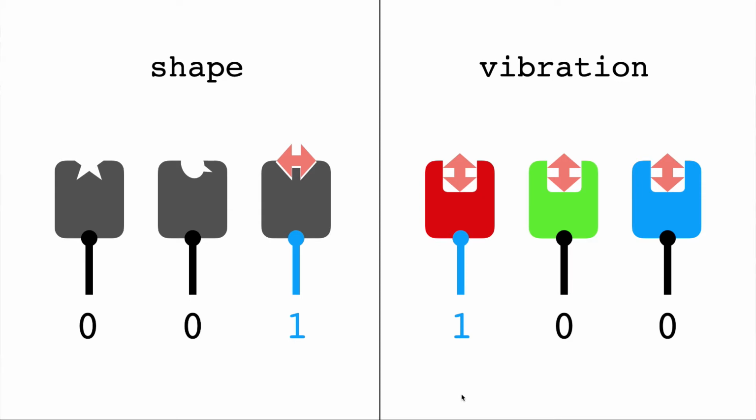On the left, binding is the event that turns on the receptor, and on the right, binding is only one of two events that turn on the receptor. The molecule also has to have the correct vibrations.